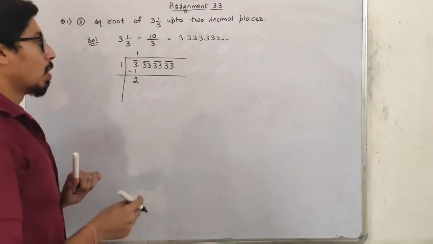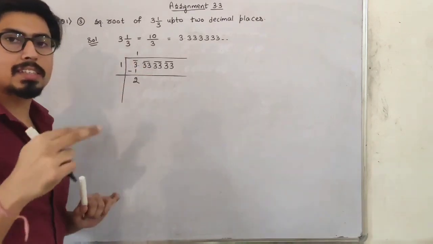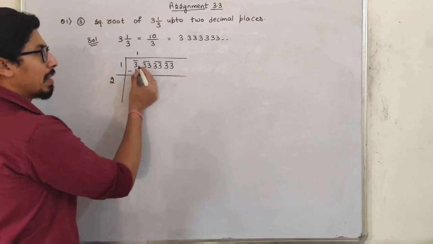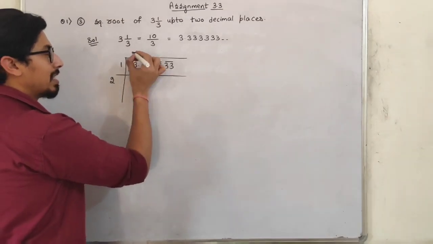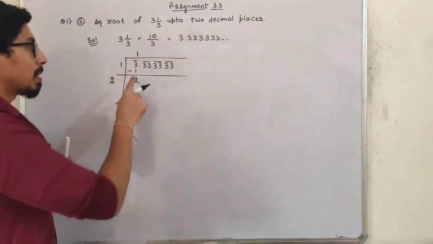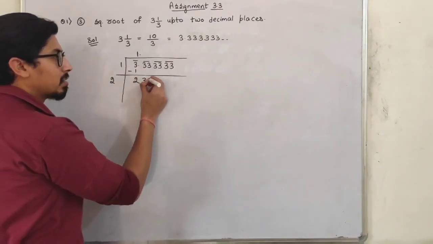Okay, students. Now, just take this 1 and double it. So double of 1 will be 2. So just write 2 here. Now we have a decimal here, so just write the decimal. Okay. Now the next part I take 33. So just write 33 here.